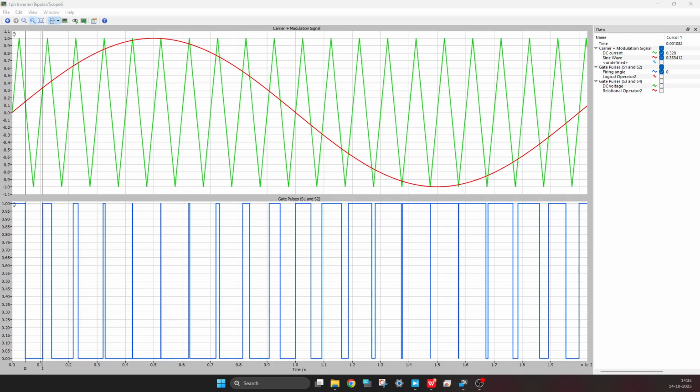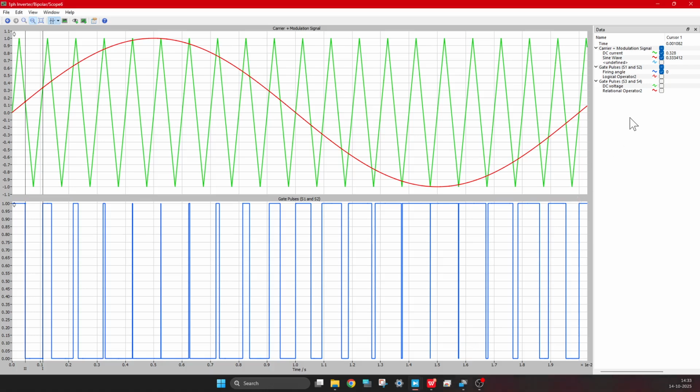Let me show you one thing here. I will use this software, this G ink. See, you can see that in this case the gate pulse is changing sinusoidally, meaning the pulse width. Pulse width is minimum here, pulse width is maximum here.